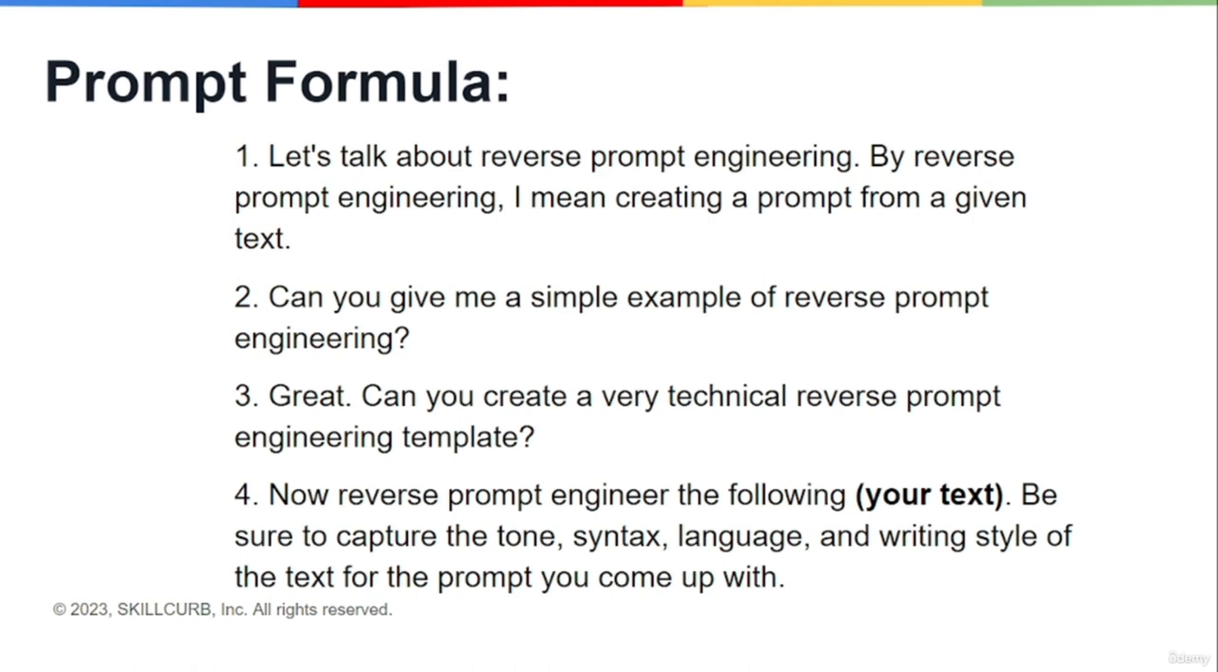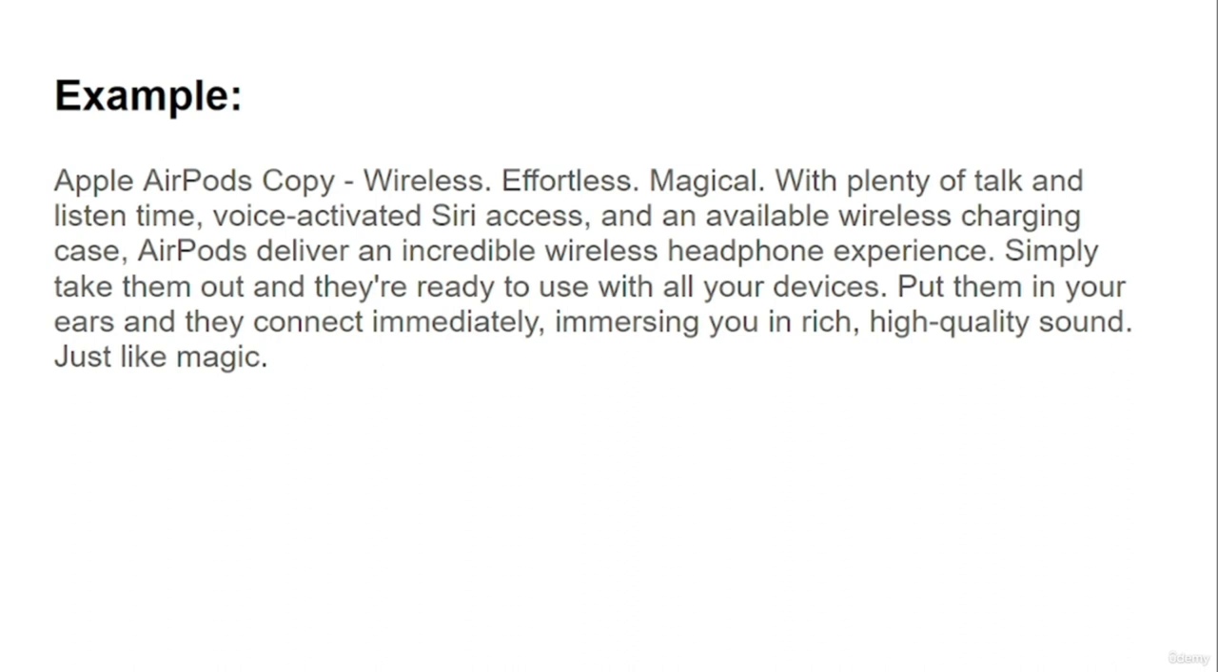Like all the other techniques, this one also has a prompt formula. If you don't use these formulas, obviously there will be some errors in the output. So I suggest you use this exact formula if you want the exact output that I'll be showing you today. That is our example for today. I picked out this text, a kind of article from the internet, about Apple AirPods and their features. I'll give ChatGPT that same text as my prompt this time, and I will ask ChatGPT to give me the prompts for it.